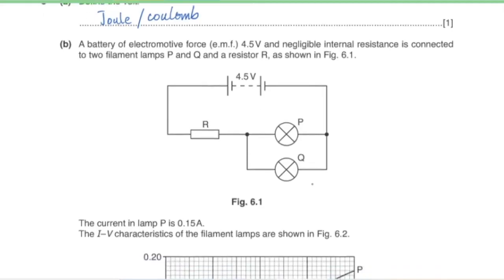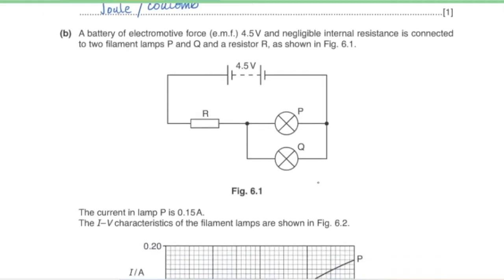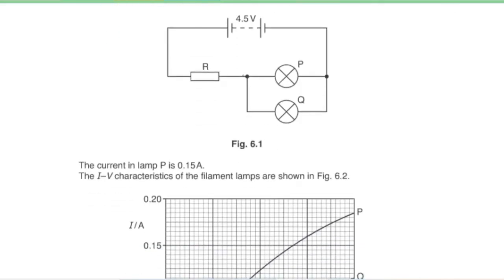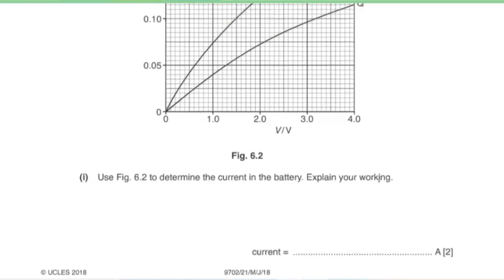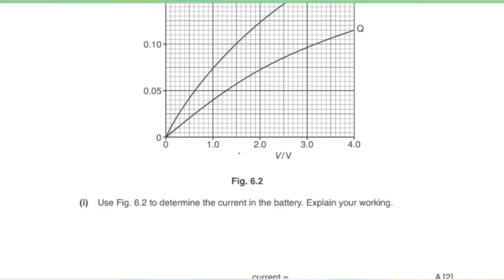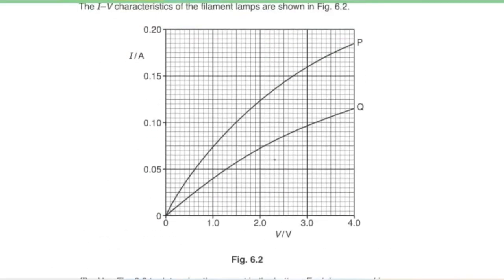B, a battery of electromotive force 4.5 volts and negligible internal resistance is connected to two filament lamps P and Q and a resistor R as shown in figure 6.1. The current in lamp P is 0.15 amperes. Part 1, use figure 6.2 to determine the current in the battery. Explain your working.